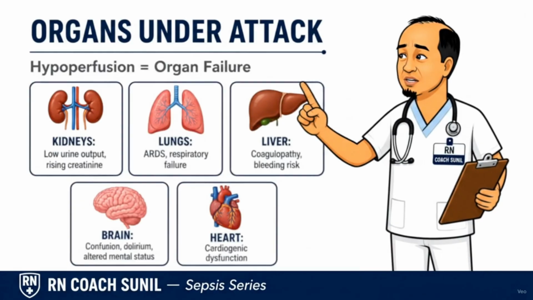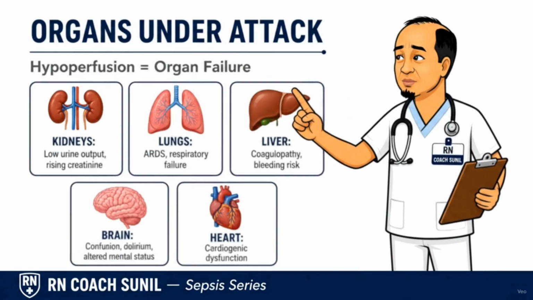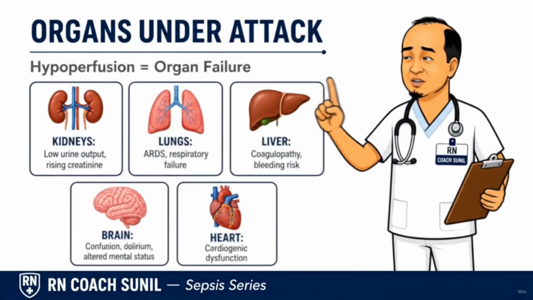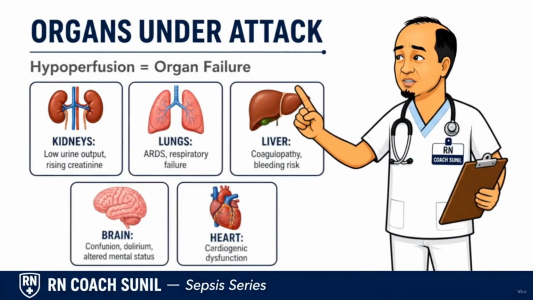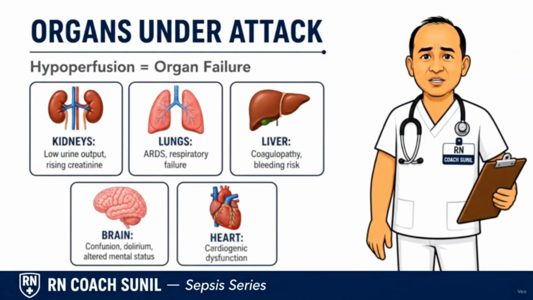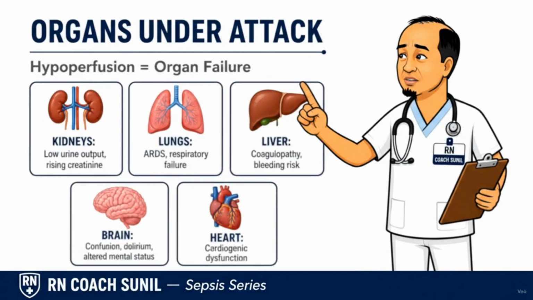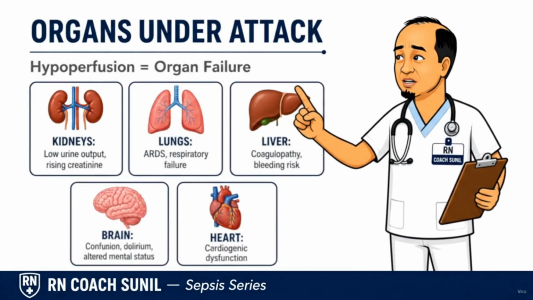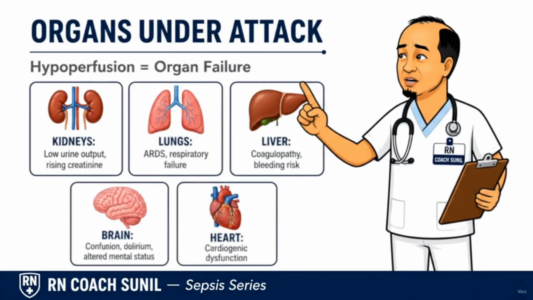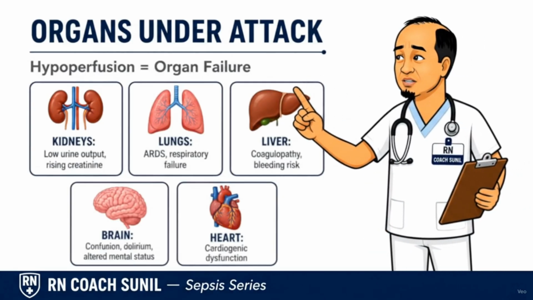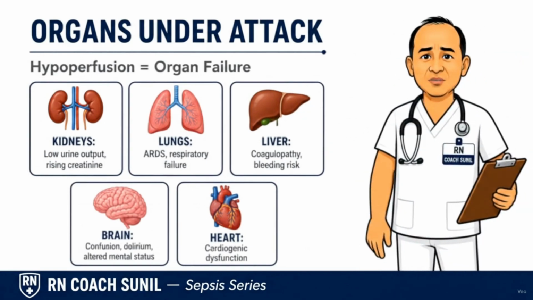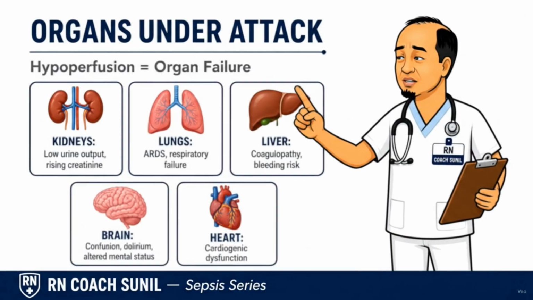When tissues stop receiving oxygen, organs begin to shut down one by one. The kidneys stop filtering waste. Urine output drops. Creatinine rises. The lungs fill with inflammatory fluid. The patient cannot breathe. ARDS develops. The liver loses its ability to clot blood. Bleeding risk skyrockets. The brain becomes confused and delirious. Altered mental status is one of the earliest signs. The heart struggles to pump against collapsing vascular resistance.